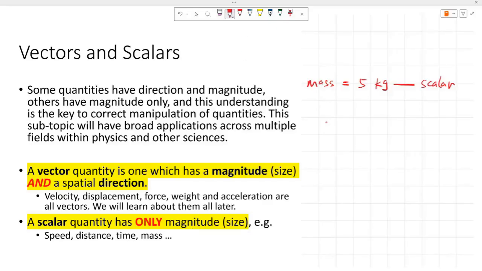Now, what about a quantity named velocity? Let's say a velocity could be 10 meters per second. If it's a velocity, and later on you will learn it has to be a vector, then to make sure that people know you're talking about a vector, you're going to specify the direction of the velocity. So we can put, maybe, to the north.